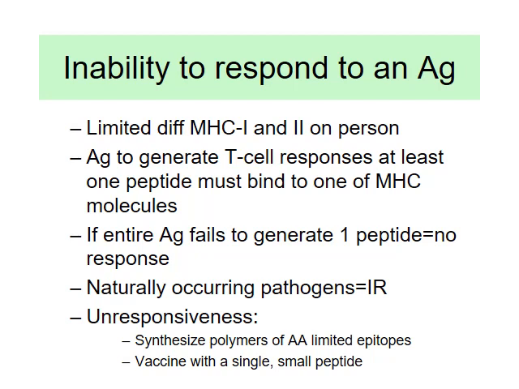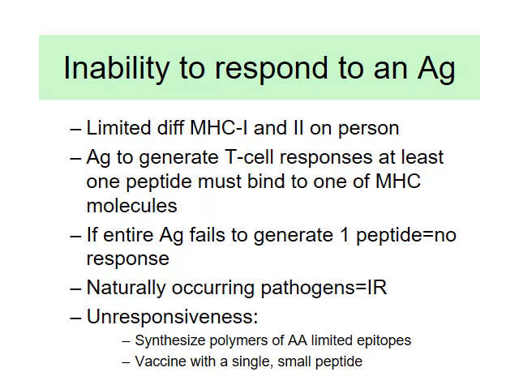The idea is a good vaccine should recruit more, right? And that depends upon your robust immune system. So technically, if the entire antigen fails to generate even one peptide, no response, right? And then the other problem will be naturally occurring pathogens. They are very clever, right? We'll talk about that in commensal bacteria, but some of the bacteria fool our immune system. They disguise. They come with a cover. The immune system is unable to recognize them.